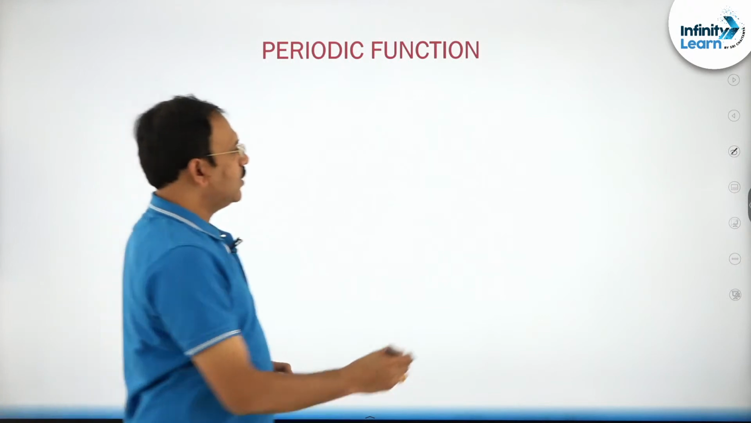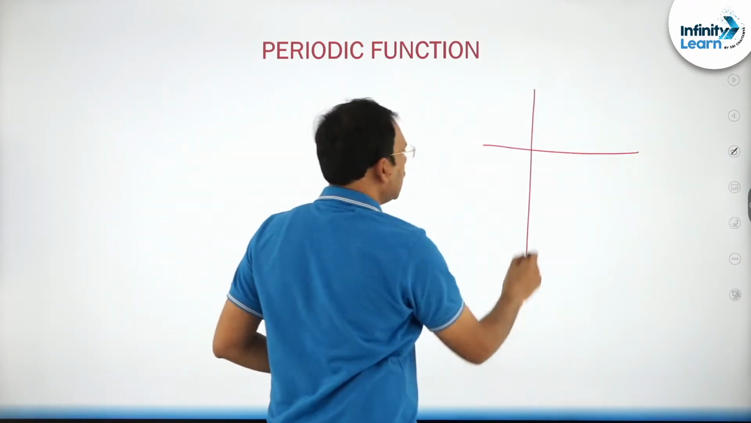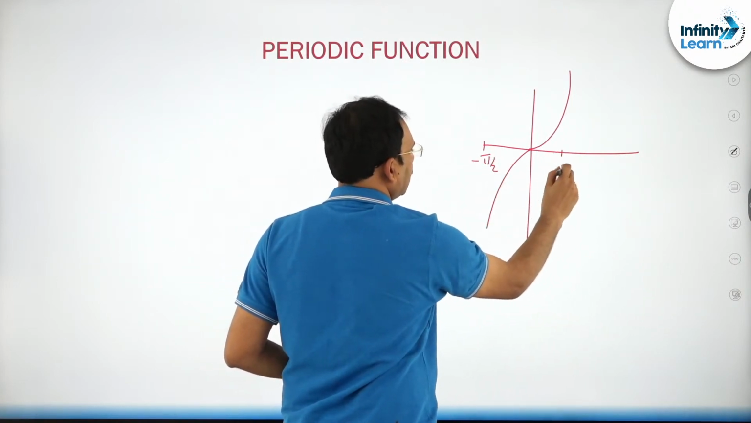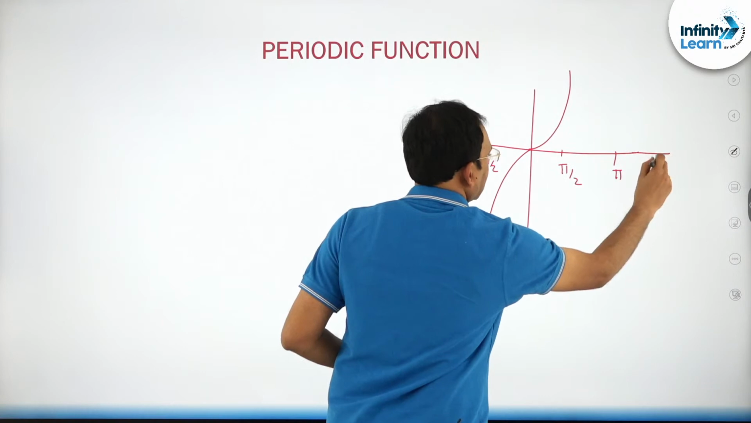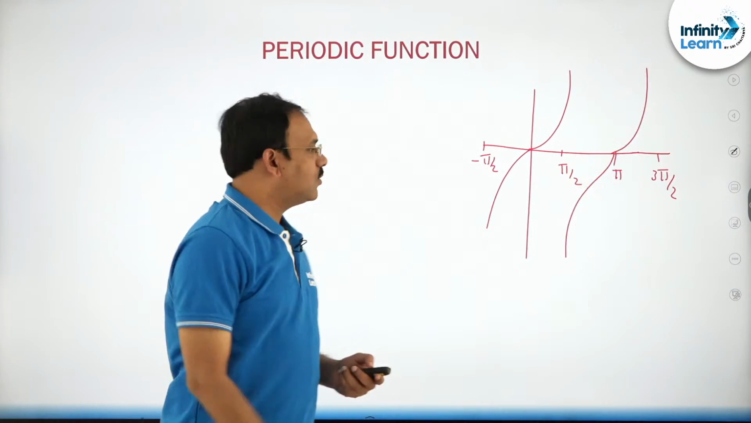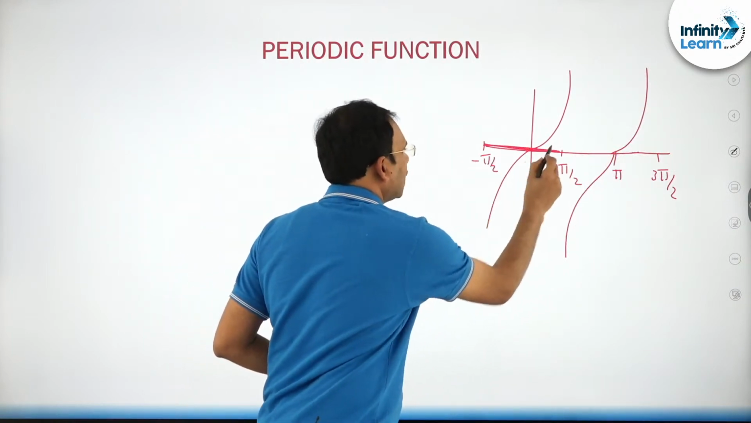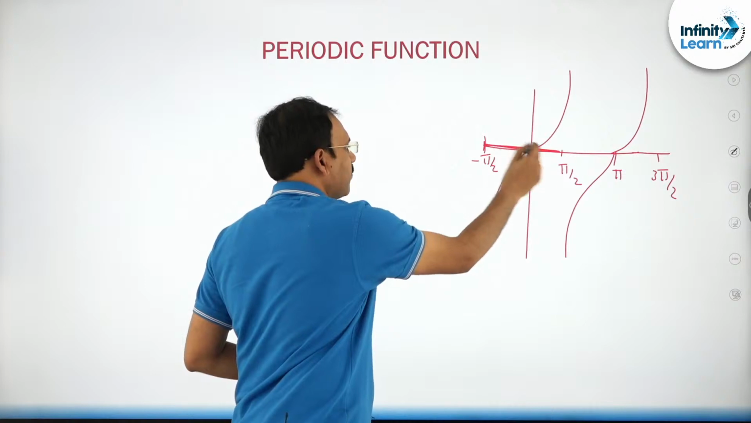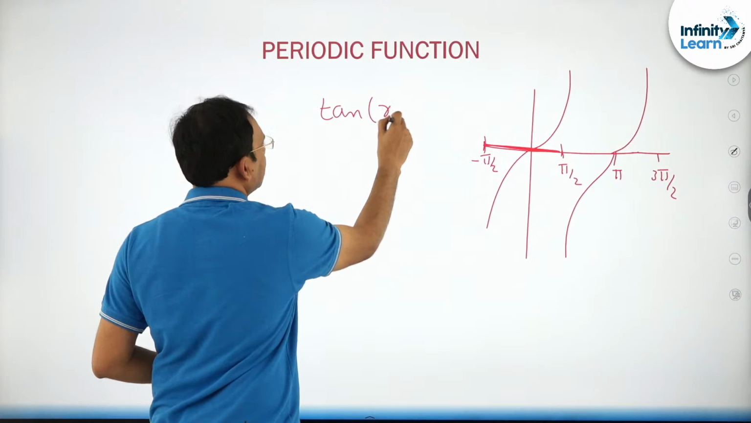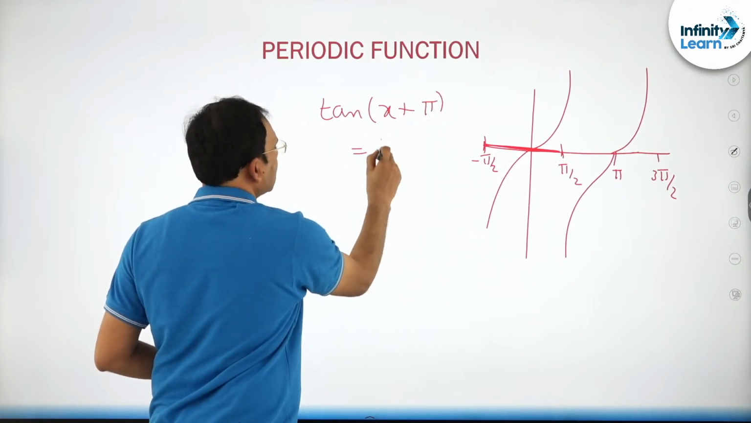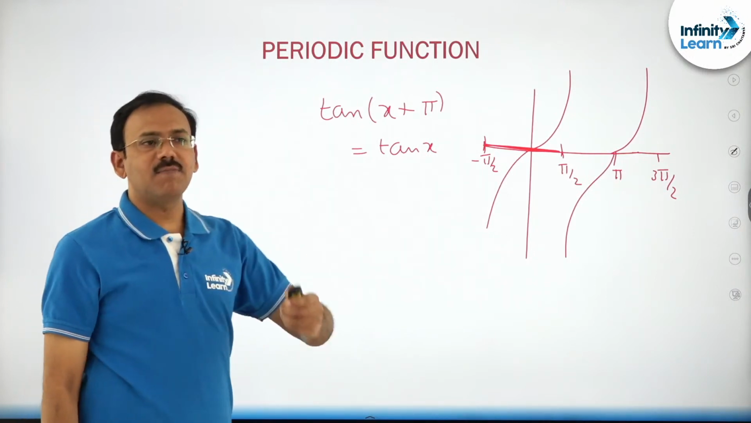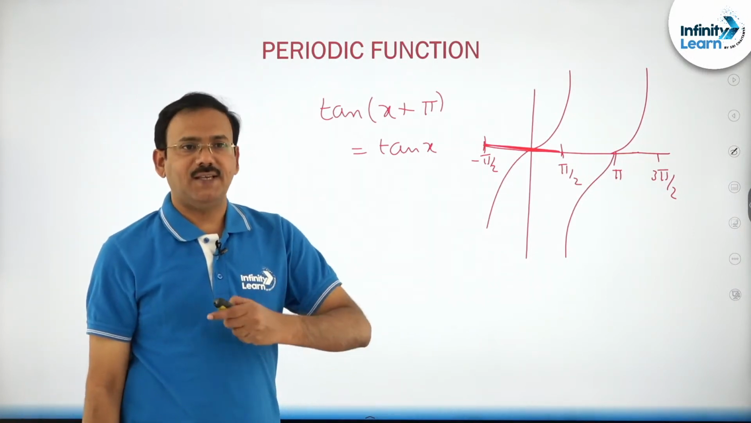Friends, take tan x also. I think you know the graph of tan x. This is the graph from minus pi by 2 to pi by 2. Suppose this is pi, this is 3 pi by 2. You see this part, the same part repeats. So, this length is pi. Moreover, you can observe that tan of x plus pi is always tan x whenever it is defined. So, friends, tan x is a periodic function with period pi.